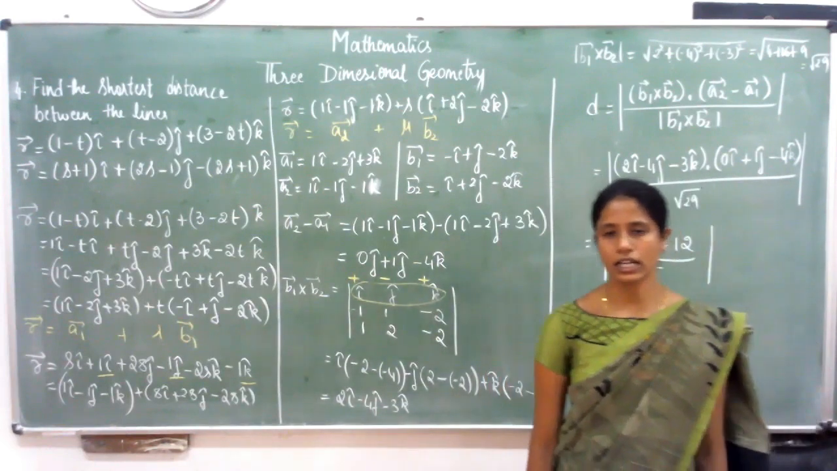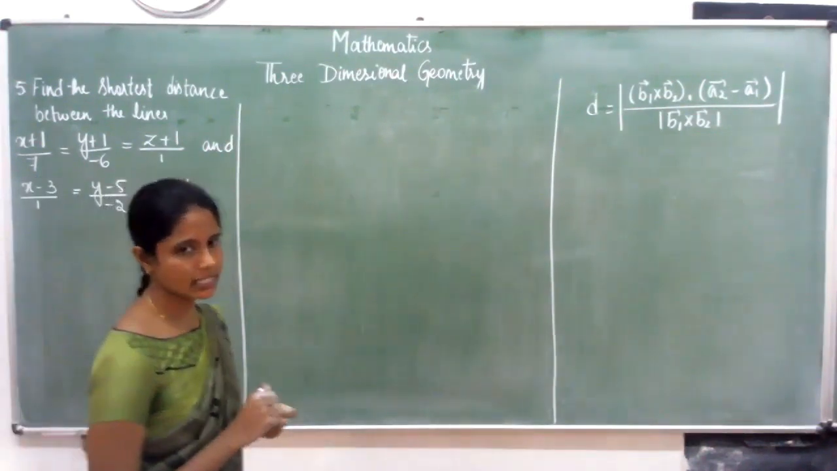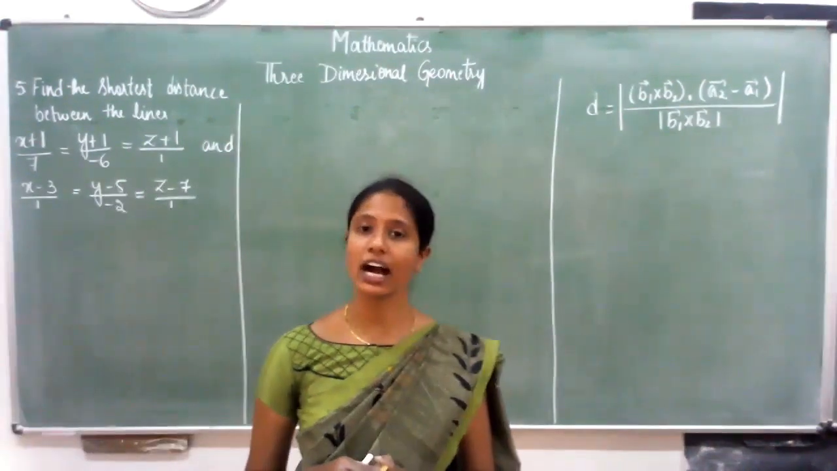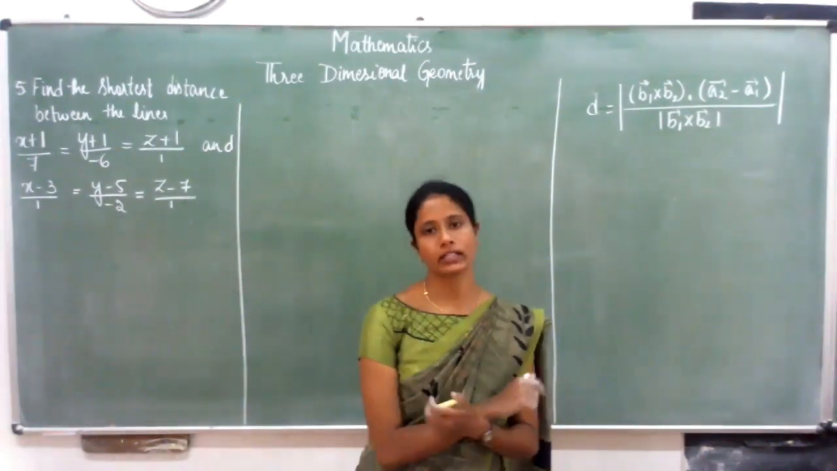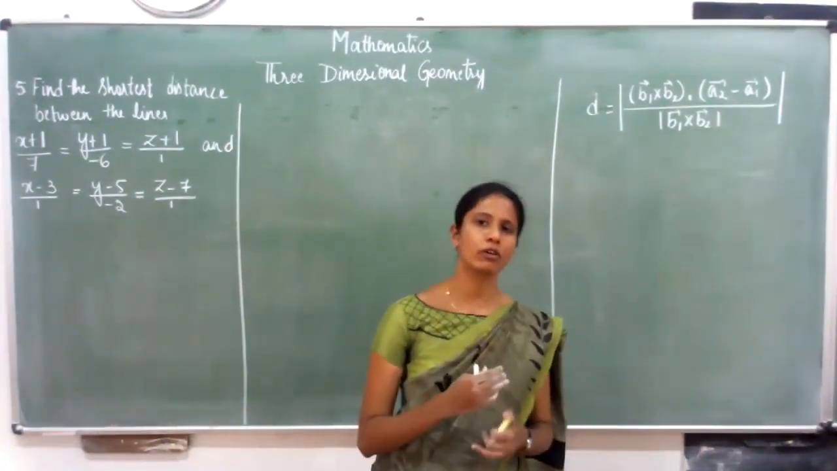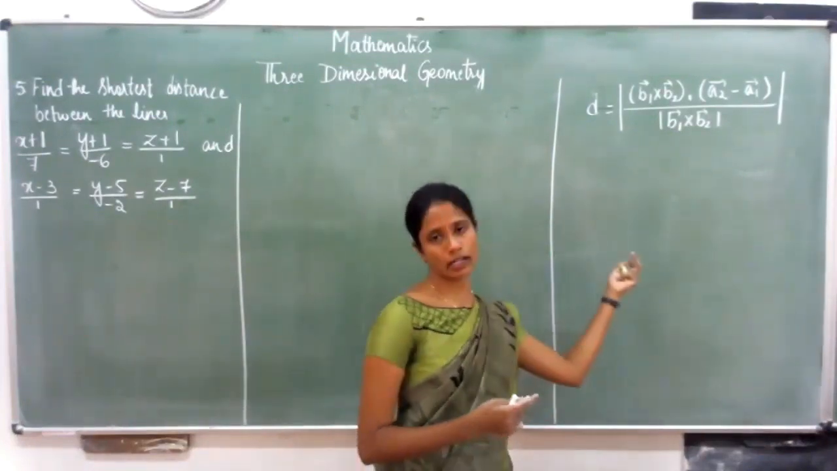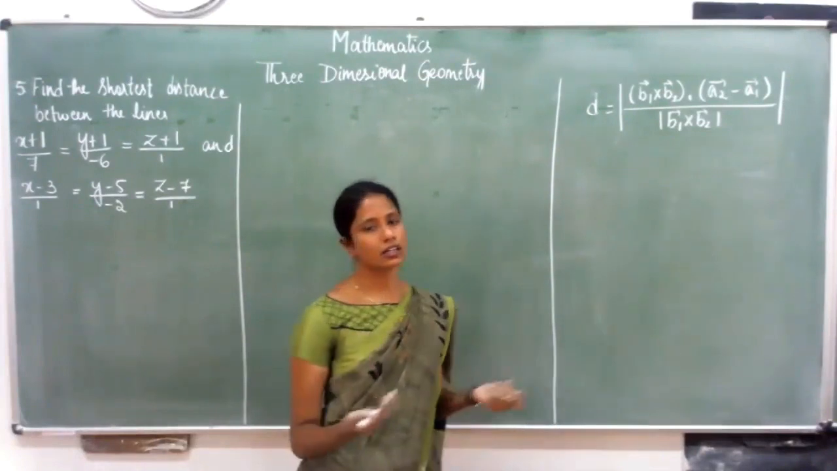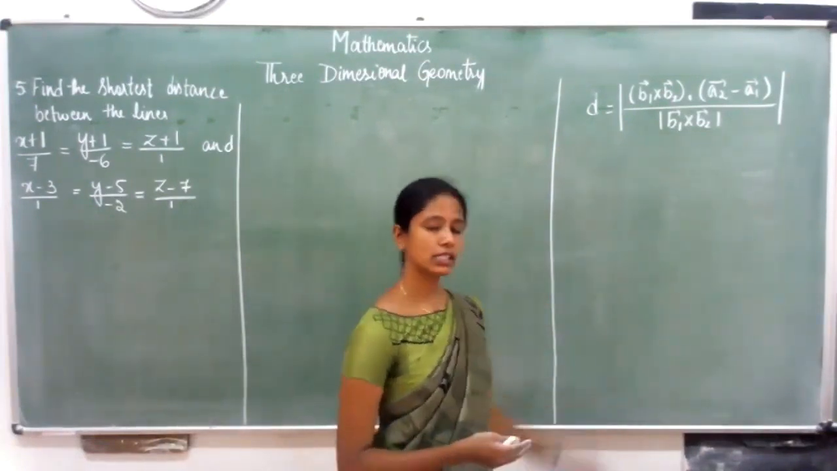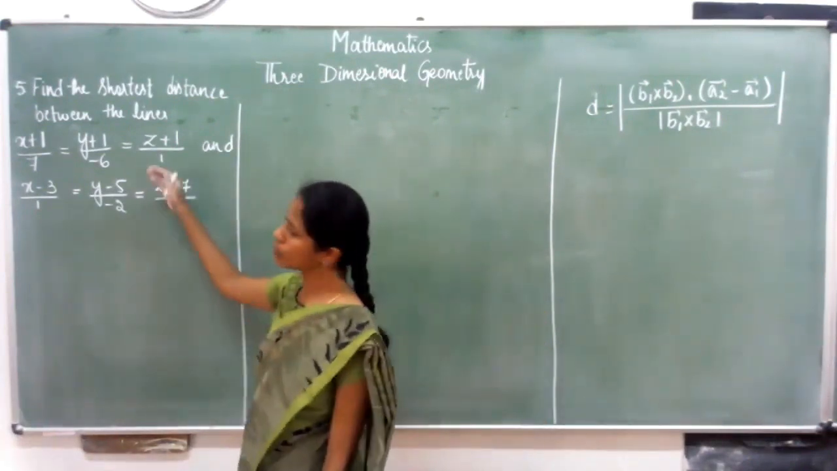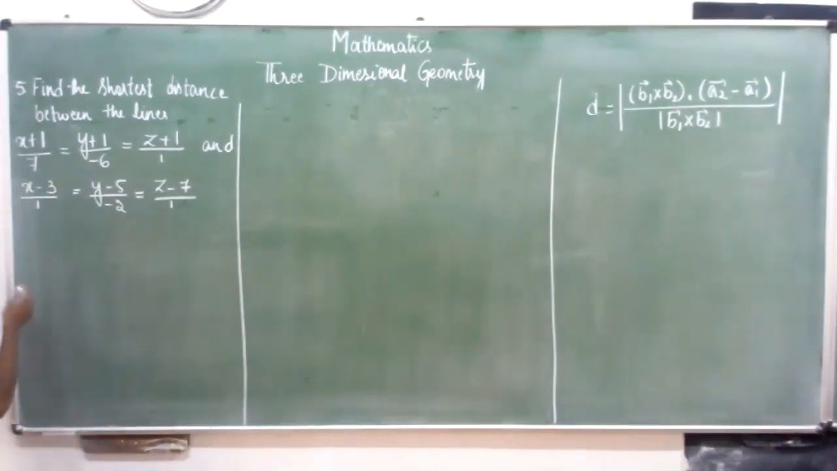given two skew lines. Next question, we need to find the shortest distance between the lines. Here the lines are given in Cartesian form. So first let us reduce into vector form. You can even use the Cartesian formula, but we are very much familiar with the vector formula. It is very convenient and easy for you to remember this. So we can just reduce this into vector form and solve with the same steps.